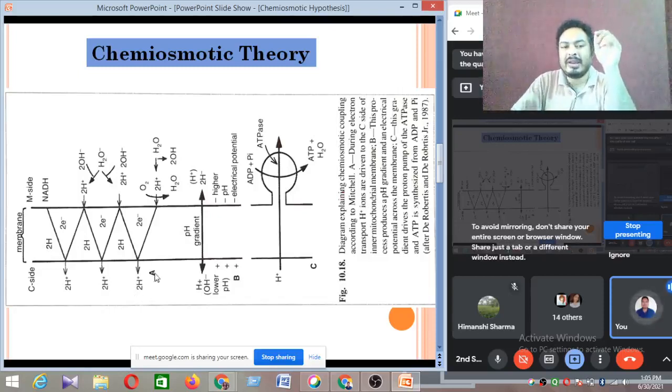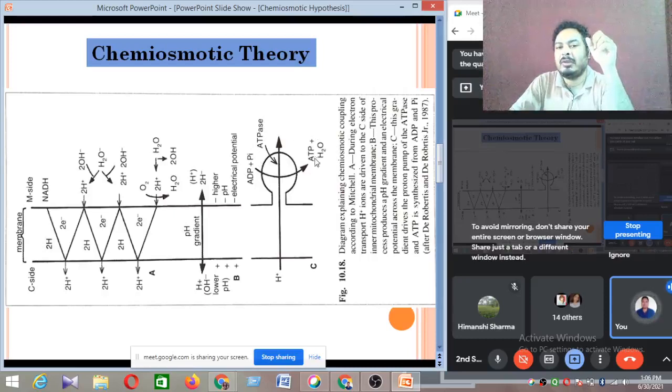After that all this H plus moves to complex number 5. You can see they move to complex number 5, and through this complex number 5 all this H plus moves to the F1 particle. So when they move to the F1 particle, what happens? Inside the F1 particle, the energy of the H plus is released, and this energy is captured by the ADP molecule. The ADP molecule gets the energy, and this energy is transferred, and finally they produce the ATP molecule.